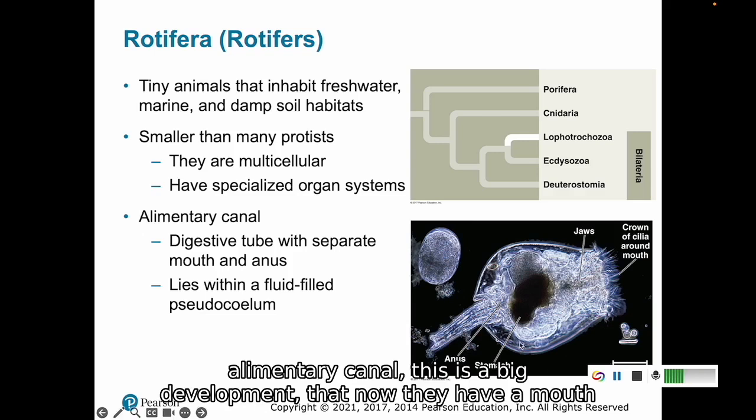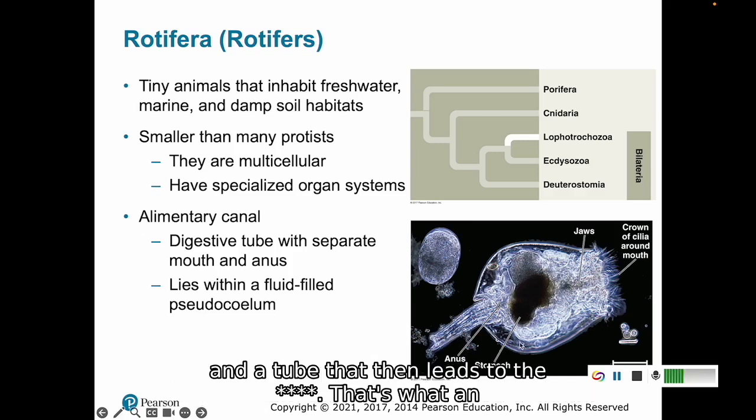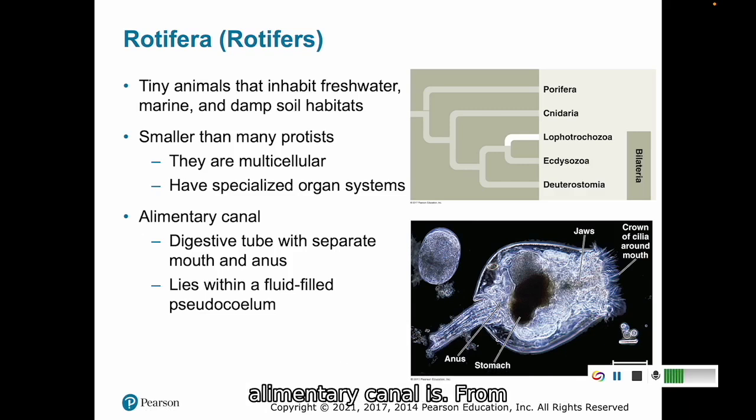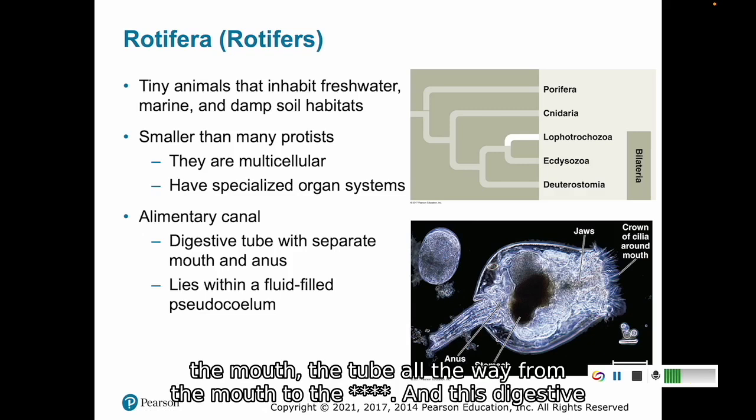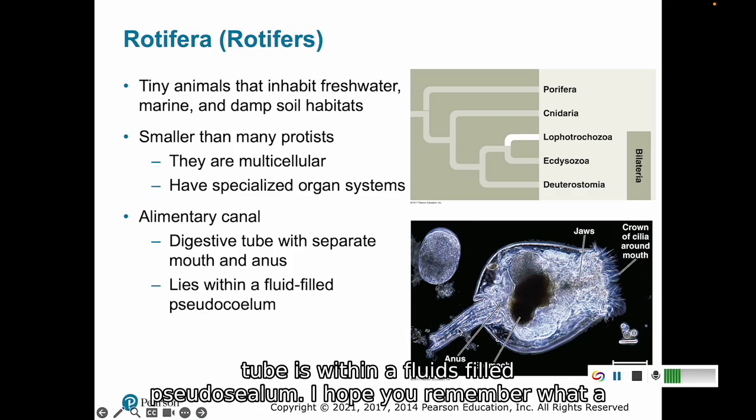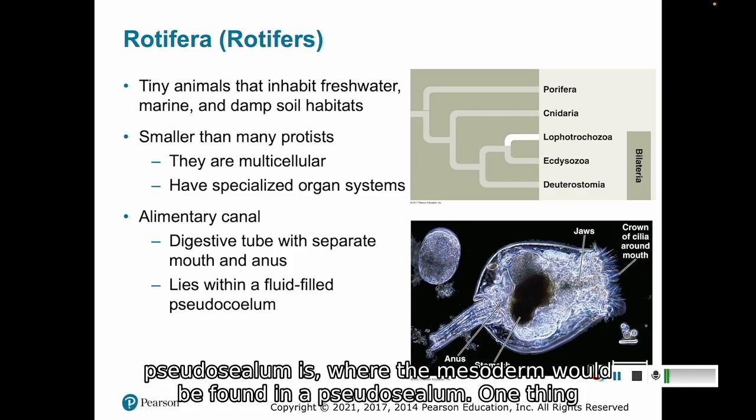This is a big development, that now they have a mouth and a tube that then leads to the anus. That's what an alimentary canal is, the tube all the way from the mouth to the anus. And this digestive tube is within a fluid-filled pseudocoelom. Hope you remember what a pseudocoelom is, where the mesoderm would be found in a pseudocoelom.